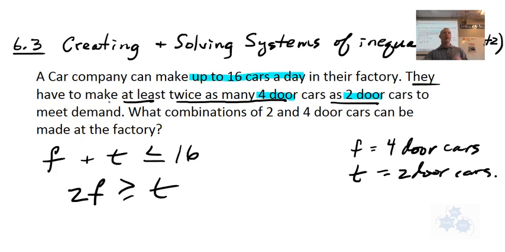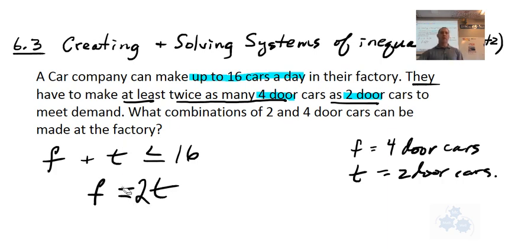If this was an equation, which variable would be the larger one? If these were equal, which one has the greater number here, T or F? T has the greater number, because in order for them to be equal, you have to double F. So we need more four-door cars. So right away, you can say, no, that's not going to work, because F has to be the larger one. So in order for these to be equal, we need to have 2T, because the two-door ones are not as plentiful.